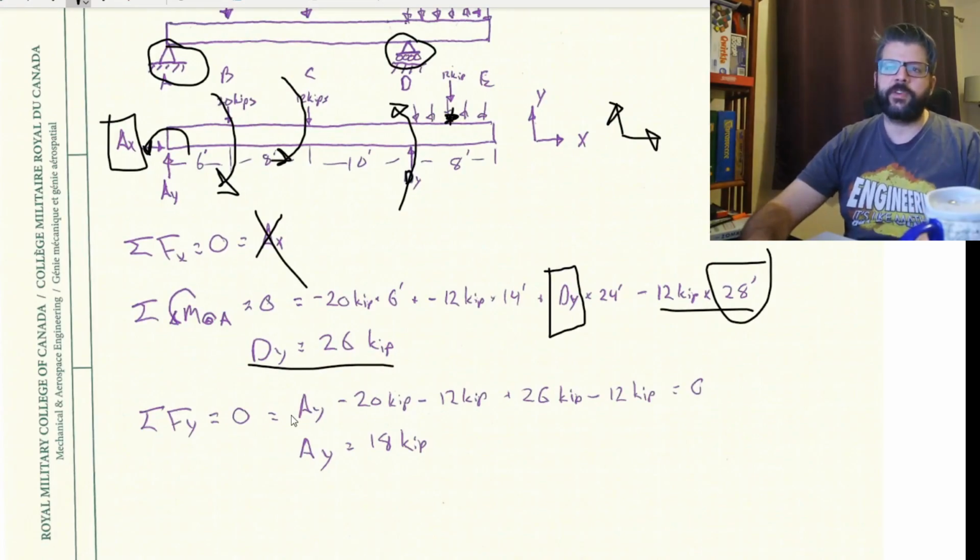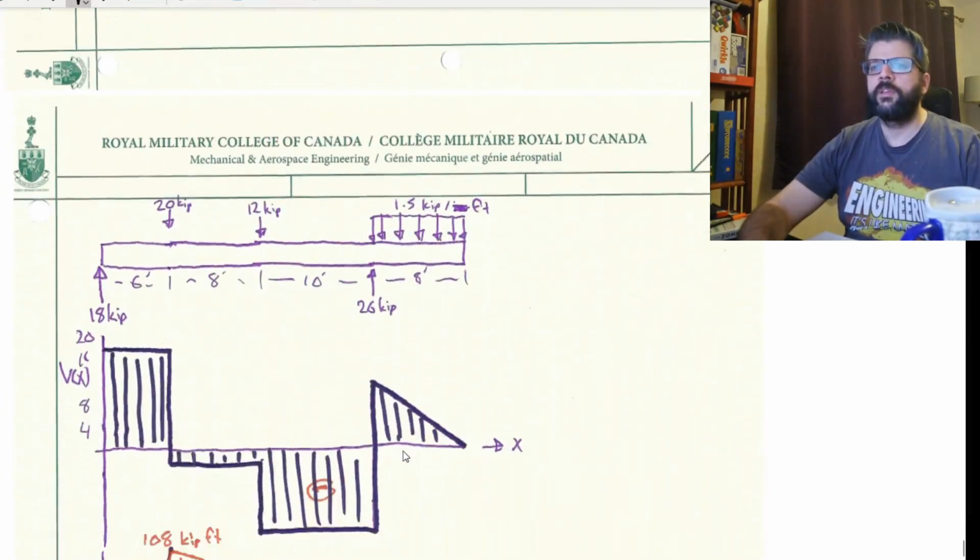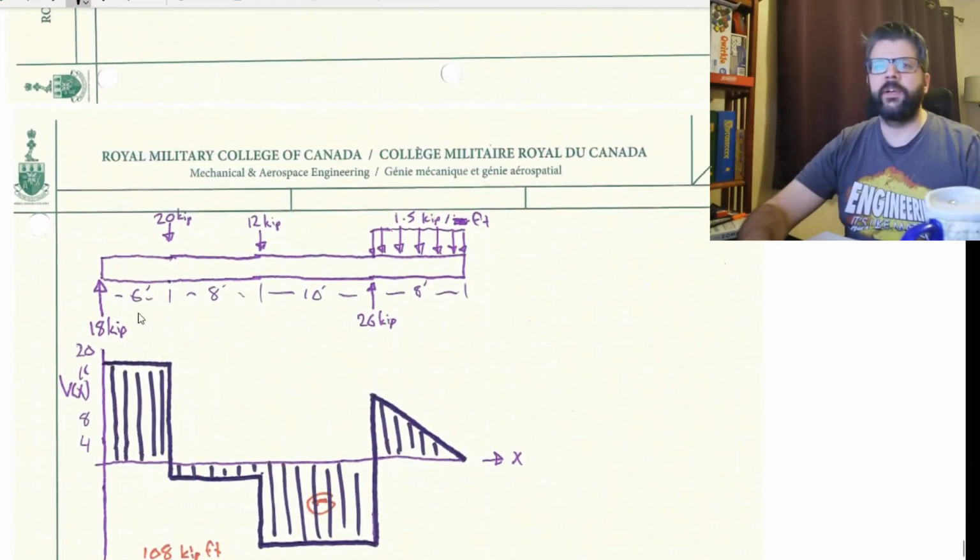Then we can go and find out what our AY is just by taking the sum of the forces in the y direction. So AY minus 20 minus 20 minus 12 plus 26 minus 12 is equal to 0. That gives us 18. So what I'm going to do here is just redraw the free body diagram with the amounts listed. 18, minus 20, minus 12, 26.